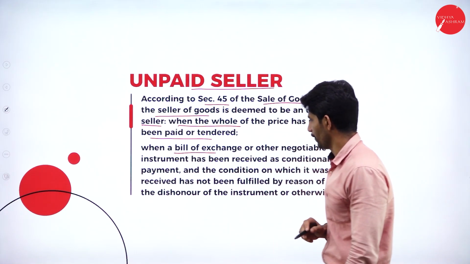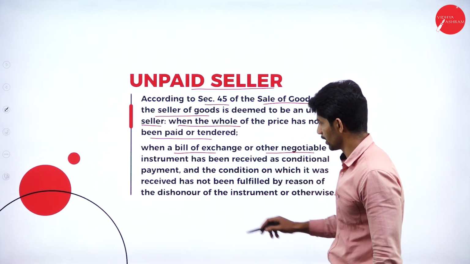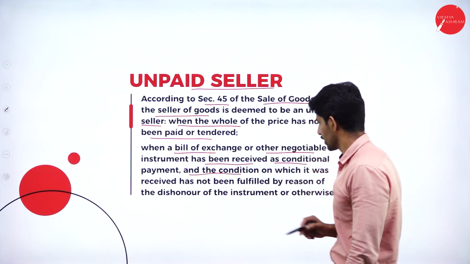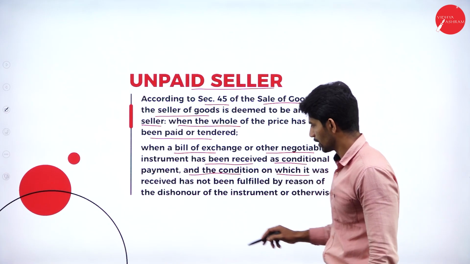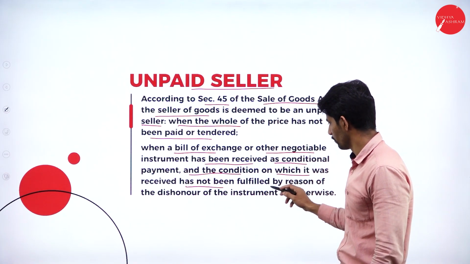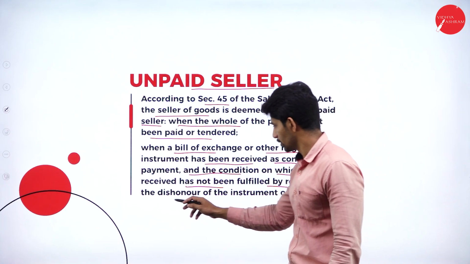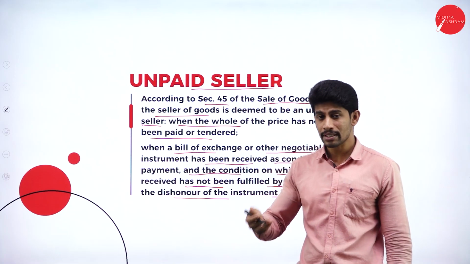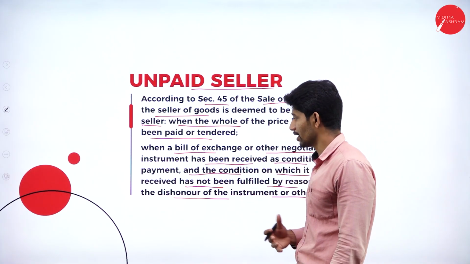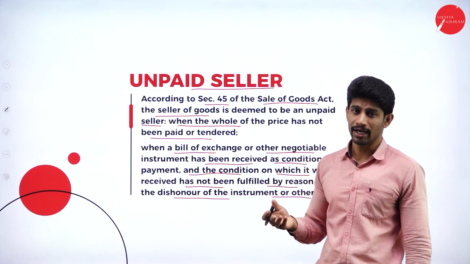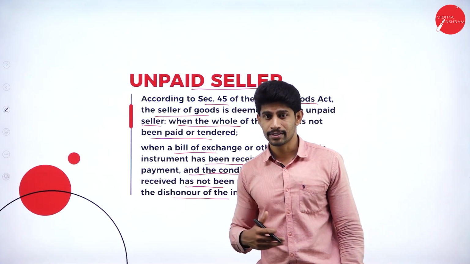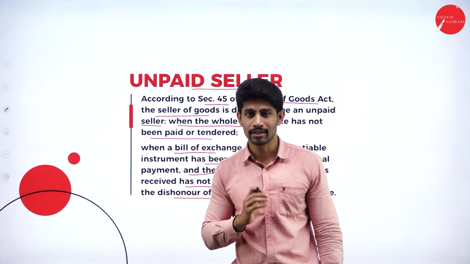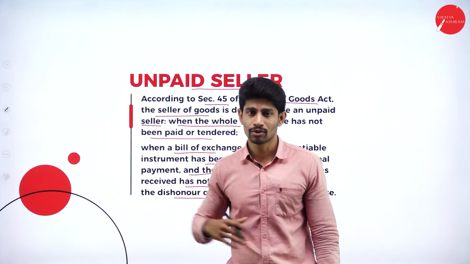When a bill of exchange or other negotiable instrument has been received as conditional payment, and the condition on which it was received has not been fulfilled by reason of the dishonor of the instrument or otherwise. So what will happen once the bill of exchange or other negotiable instrument has been issued, and if the amount is not paid by the buyer? Then you will be called an unpaid seller. You can't sell it to someone else until you pay the payment to the actual owner of the goods.